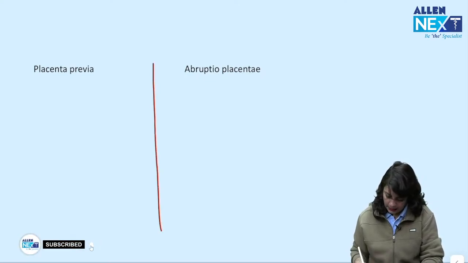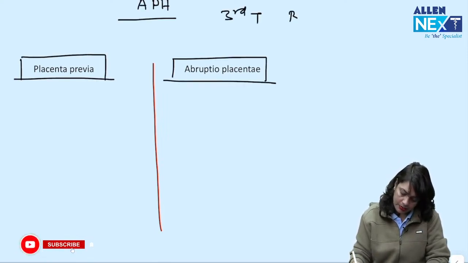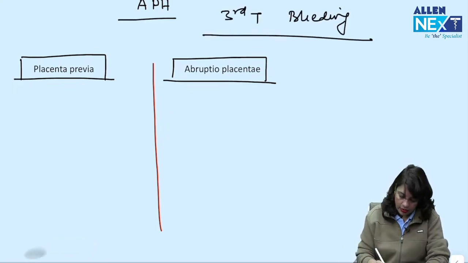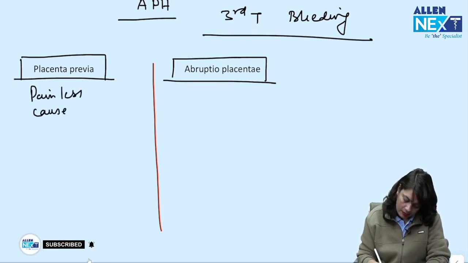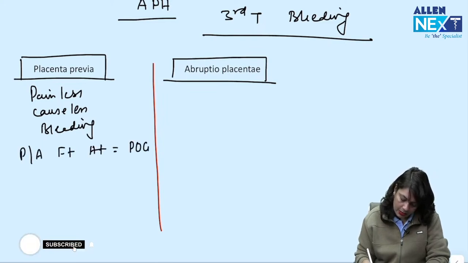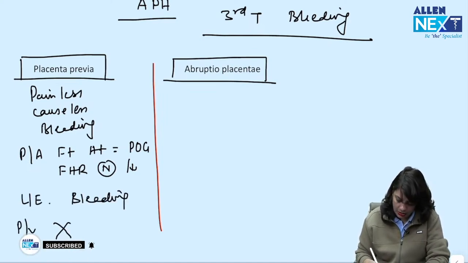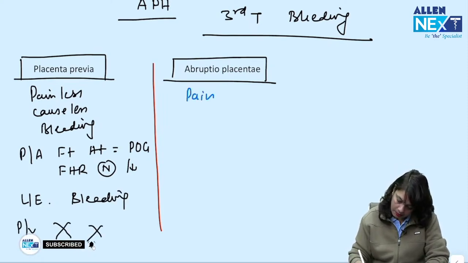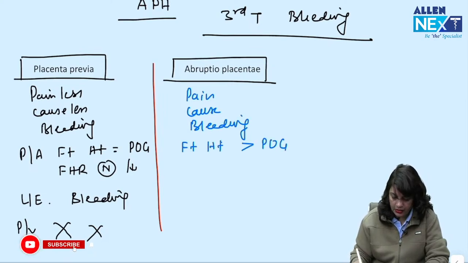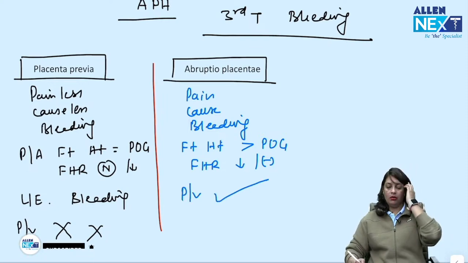Placenta previa and abruptio placentae, there is a basic difference. Both are the cause of antepartum hemorrhage, that is third trimester bleeding. In placenta previa there is painless, causeless bleeding. Per abdomen, fundal height is equal to period of gestation. Fetal heart rate can be normal or decreased, and on local examination there can be bleeding present, but per vaginum examination is contraindicated. In abruptio placentae it is painful, there is a cause, and bleeding, and fundal height is more than the period of gestation. Fetal heart rate can be decreased or absent. Okay, per vaginum examination is allowed. Okay, next.